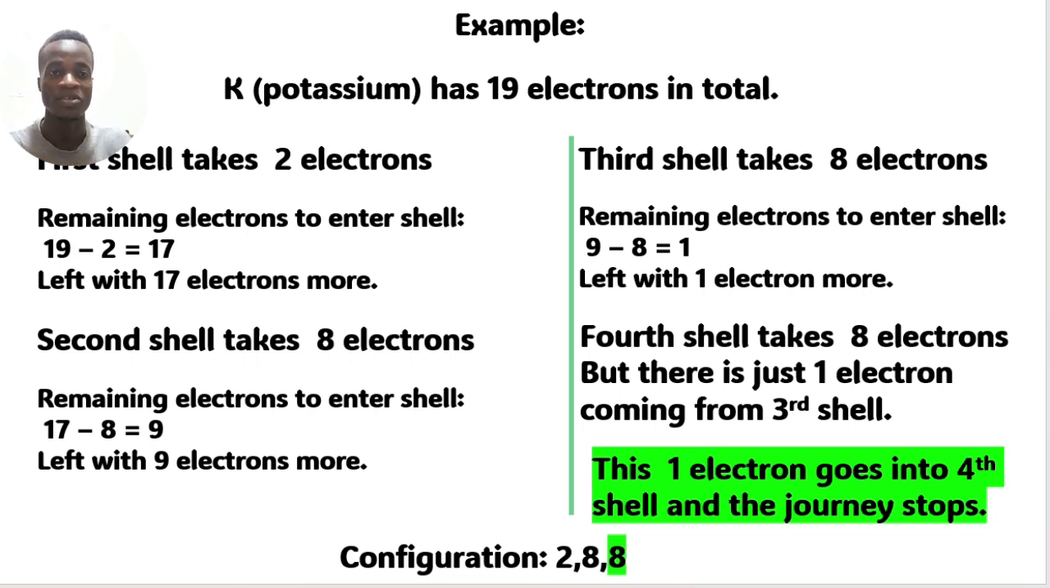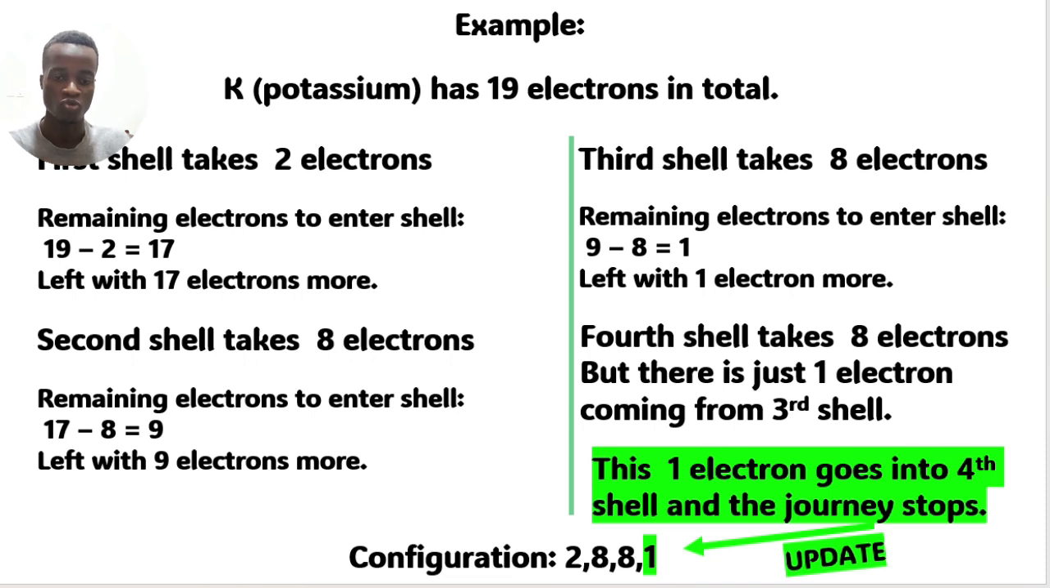When we go to the third shell, we are left with 1. When we come to the fourth shell, we are supposed to fill a maximum of 8, but we just have 1, and we don't have any remaining electron to move to any additional shell. So we stop at that point. Then we update, so it becomes 2, 8, 8, 1. So this is the electronic configuration for potassium following the 288 approach, or what we knew already before senior high school, right? We do that 2, 8, 8, 1 becomes the electronic configuration for potassium.